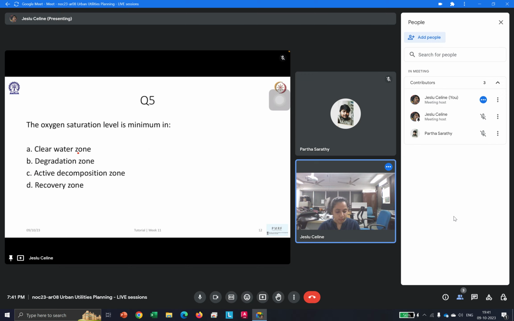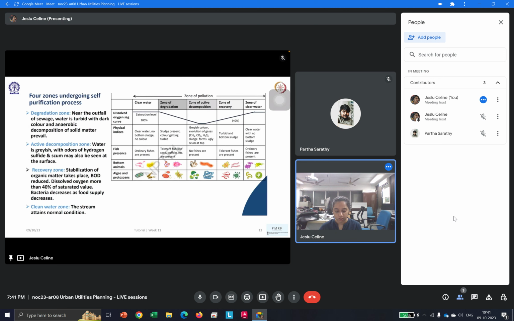So initially you have the clear water zone, then you have the degradation zone, the active decomposition zone. So there are these zones. Let's see, any guesses for this one? Which is the answer? Okay, so let's see the theory. This is what we saw in the lecture. These are the four zones for undergoing self-purification.